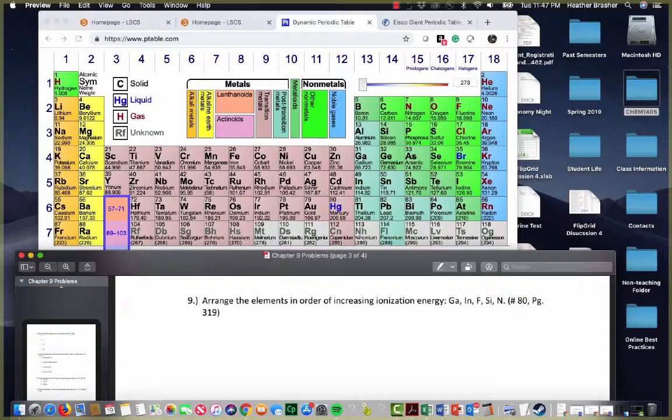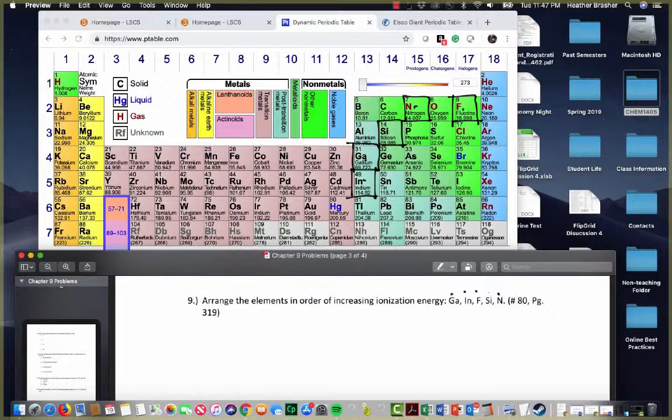So as we look, here we are at number 80. Let's look at the elements. We have Ga, we have In, we have F, we have Si, and we have nitrogen. So then I'm going to go 1, 2, 3, 4, 5.